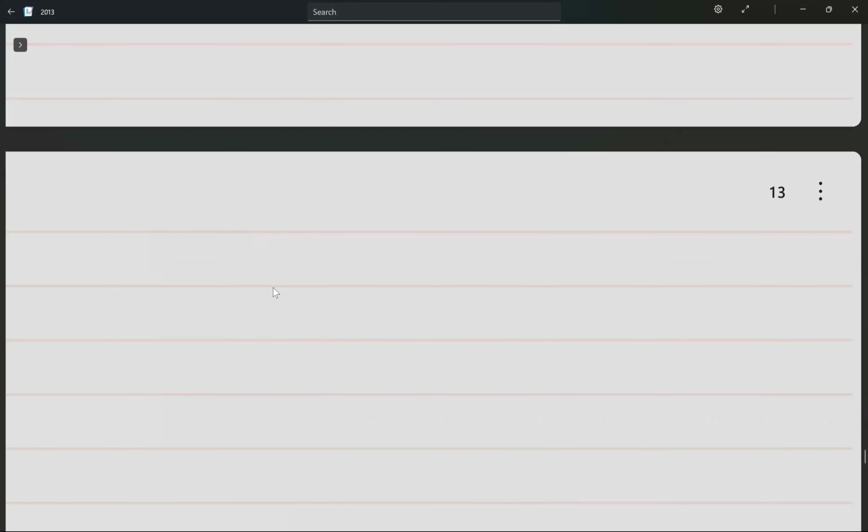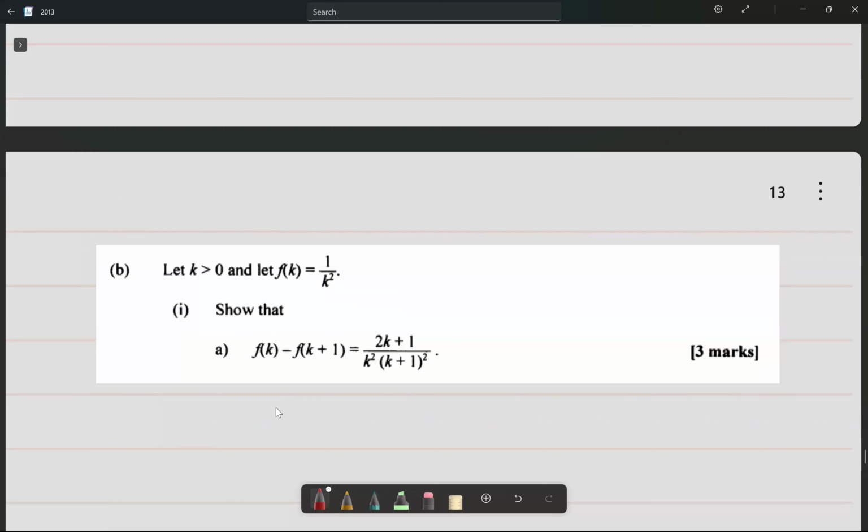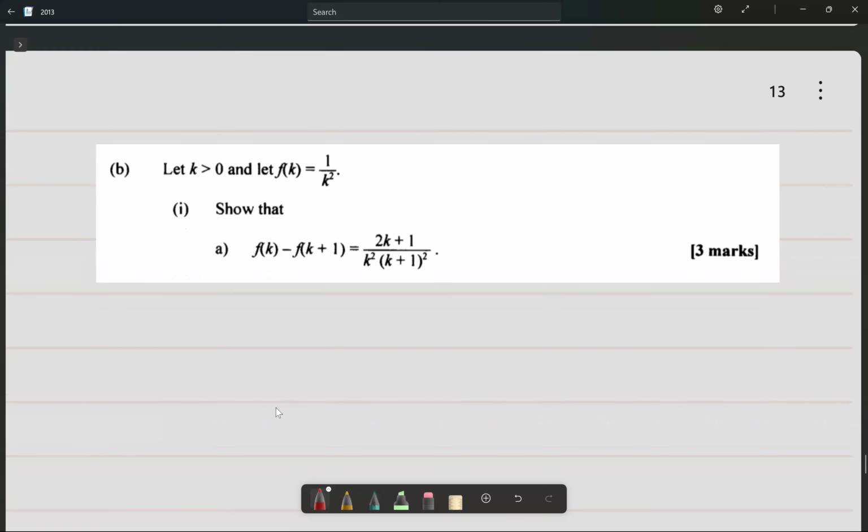This one says f of k minus f of k plus 1. So, left-hand side: f of k minus f of k plus 1. What we're going to do is have 1 over k squared minus 1 over k plus 1 squared. That's what f is.